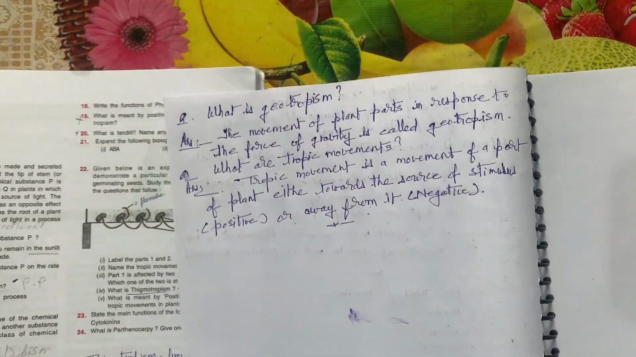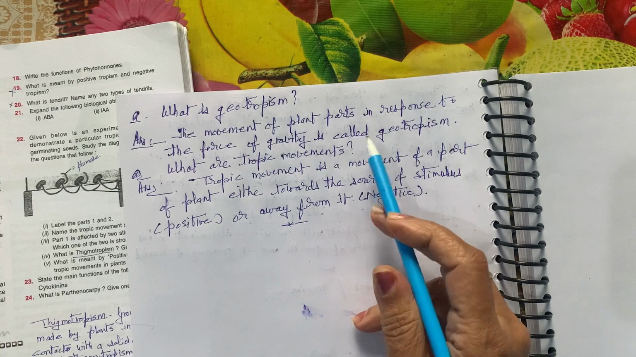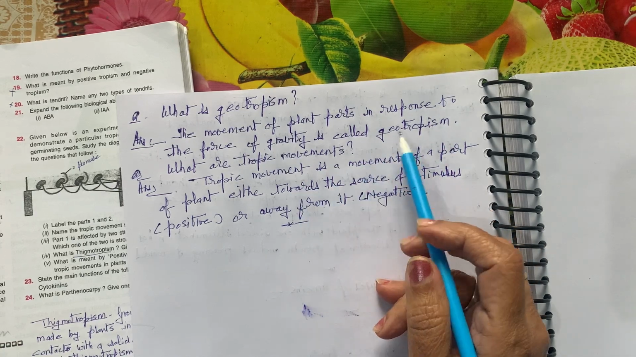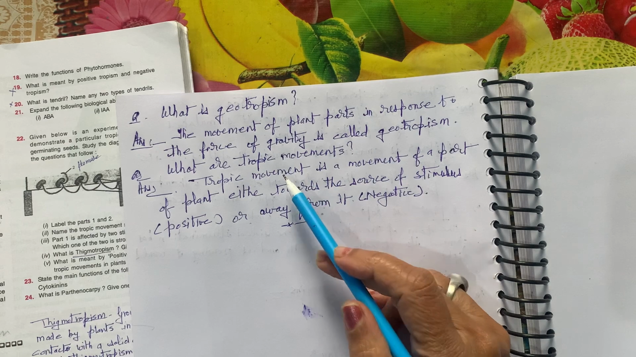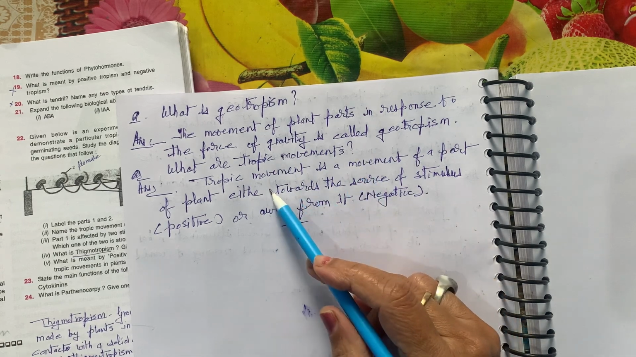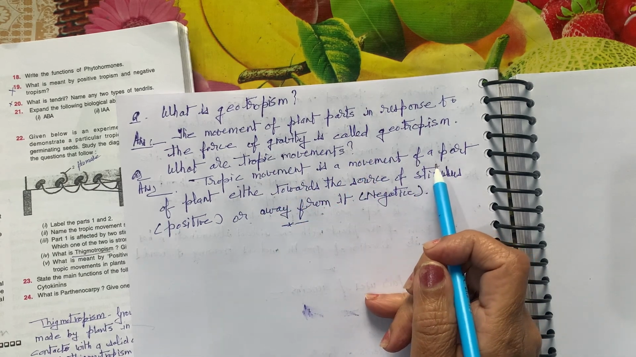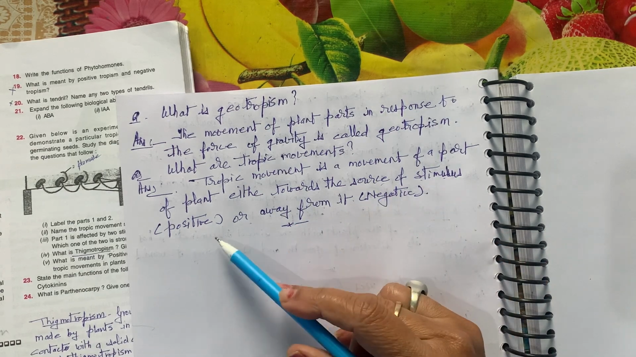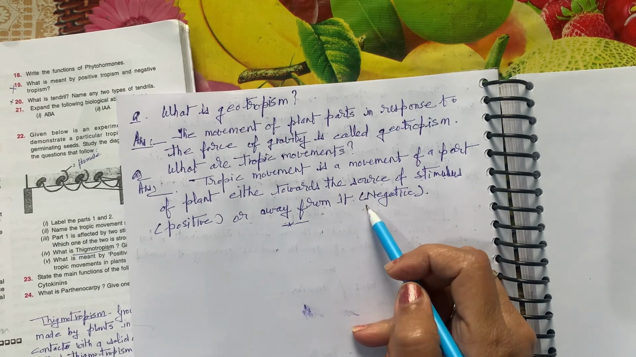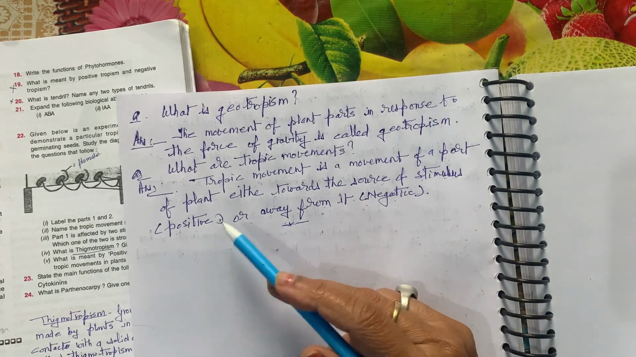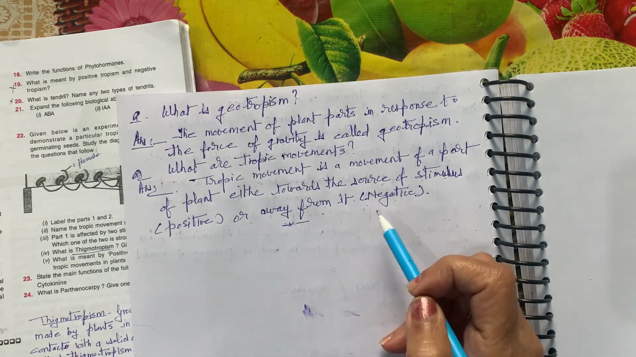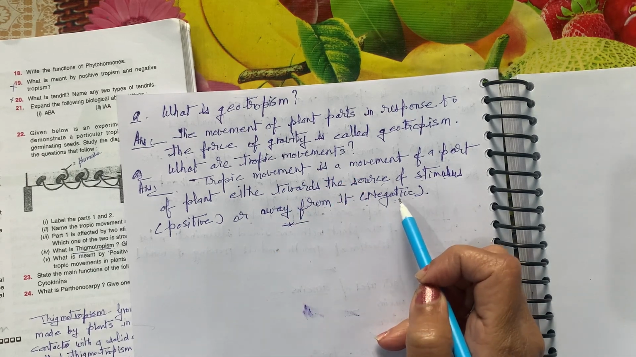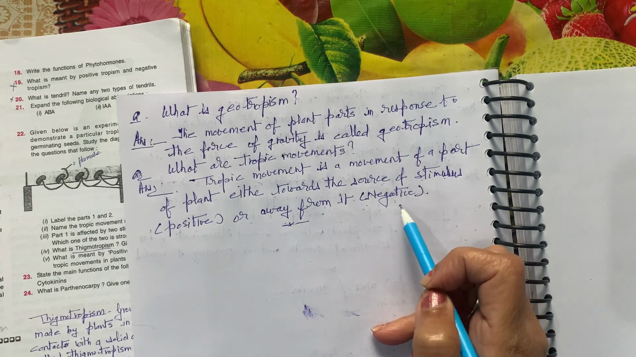Now the next question: what is geotropism? The movement of plant parts in response to the force of gravity is called geotropism. What are tropic movements? Tropic movement is the movement of a part of a plant either towards the source of stimulus, which is known as positive, or away from it, which is said to be negative. Shoots are positively phototropic and negatively geotropic, that is, against the force of gravity.